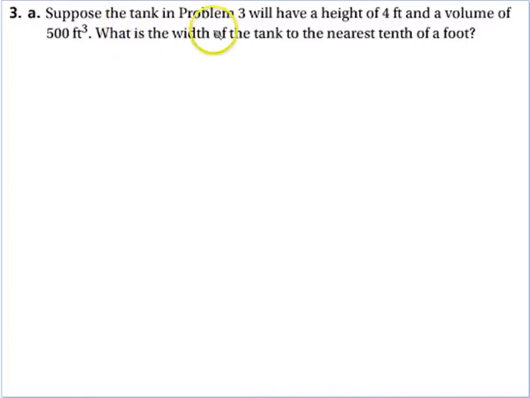Okay? Suppose the tank in problem 3 will have a height of 4 and a volume of 500. So now we're changing some of the numbers. We're taking out the 3 that was in the original problem. We're putting in a 4. We're changing out the 420. We're putting in a 500. They're looking for the width of the tank to the nearest tenth of a foot. I'm going to let you work on that question.